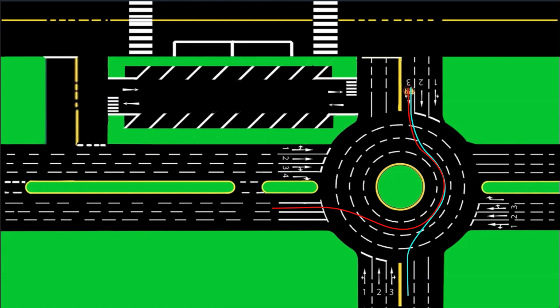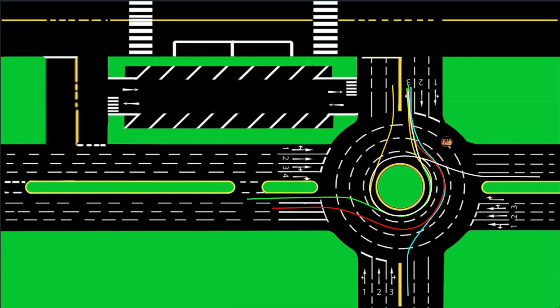Option 3, go 90 degrees and exit in the fourth lane of the major road. Option 4, go 180 degrees, that is a U-turn. Option 5, go 270 degrees and exit on the fourth lane of the major road towards your left.